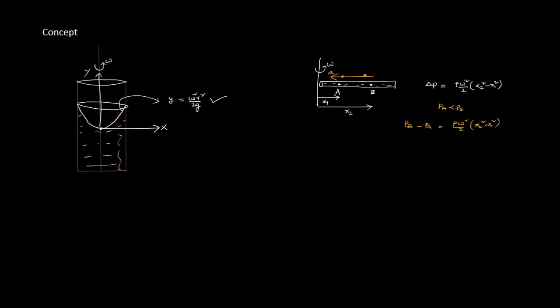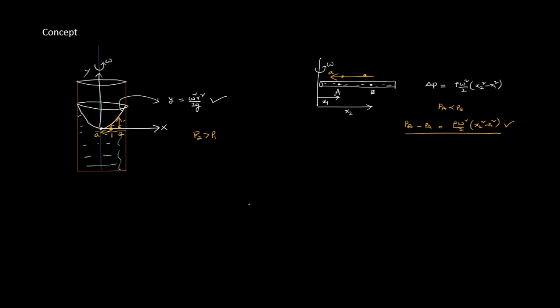The same concept you can apply here. Along the acceleration, which is towards the axis, if you see the two points, the second point and the first point, there is more liquid above the second and less liquid above the first one. That means P2 is greater than P1. So along the acceleration the pressure value will decrease, and that difference is given by this equation. So these are the two equations required to solve this question.